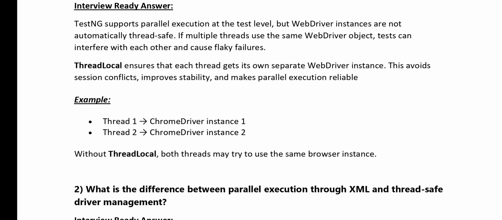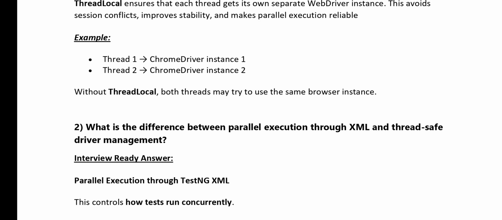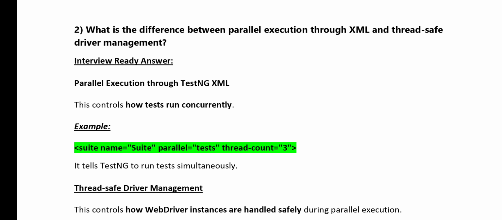Okay, you can give some example. Without thread local, both threads may try to use the same browser instance. Okay, so this is the reason we use thread local. The next question goes like, what is the difference between parallel execution through XML and thread safe driver management?